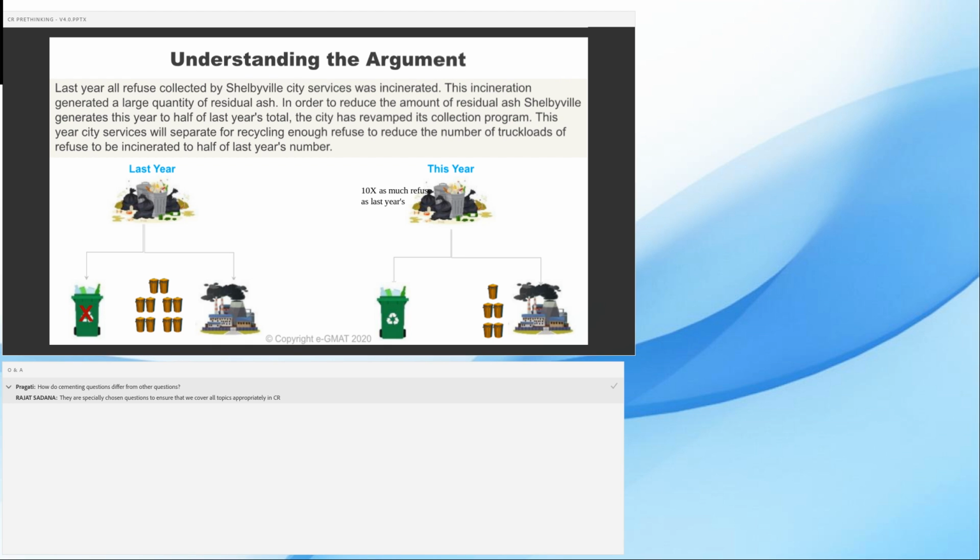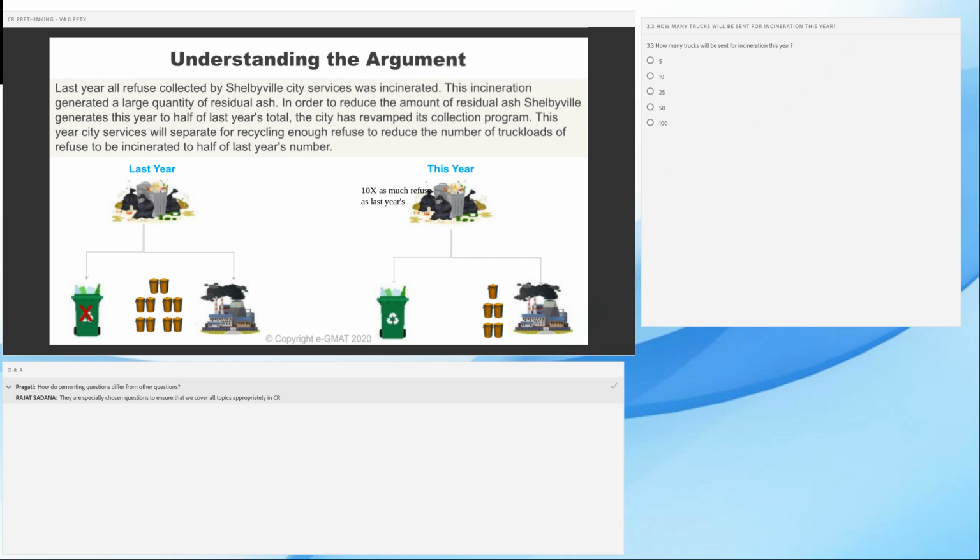How many trucks will we send for incineration if we collect 10 times as much refuse this year as we did last year? Is it going to be 5, 10, 25, 50, 100? How many trucks do you believe we will send for incineration? 10 times as much refuse as we did last year. Read the argument, then tell me the answer.